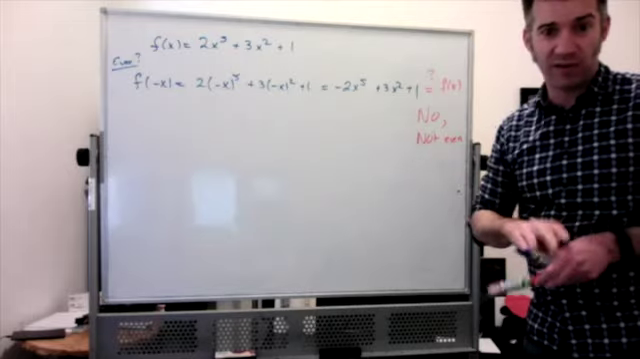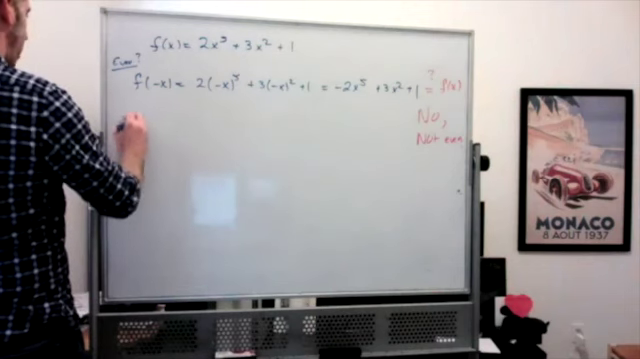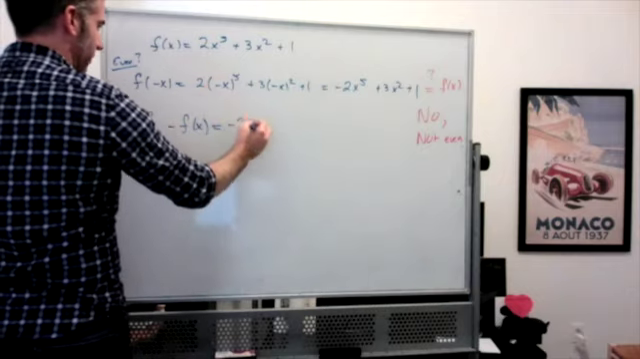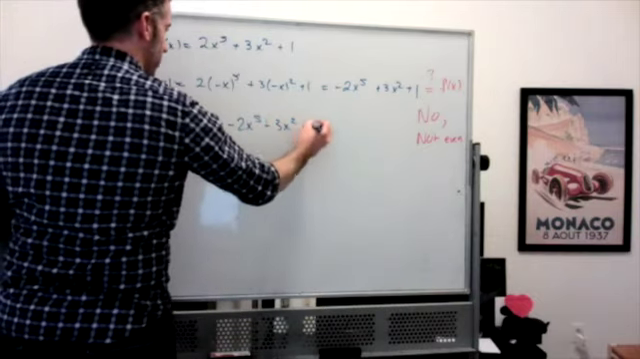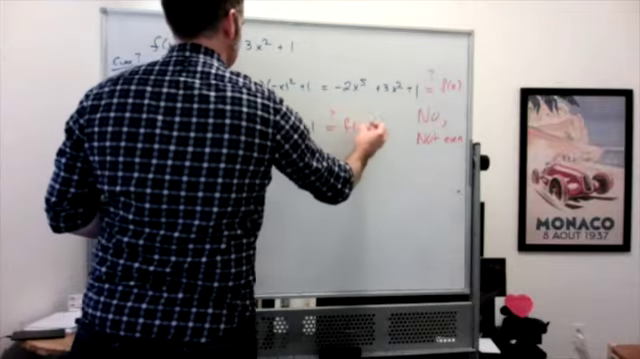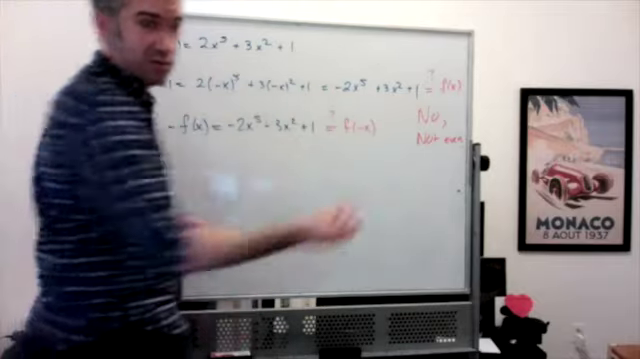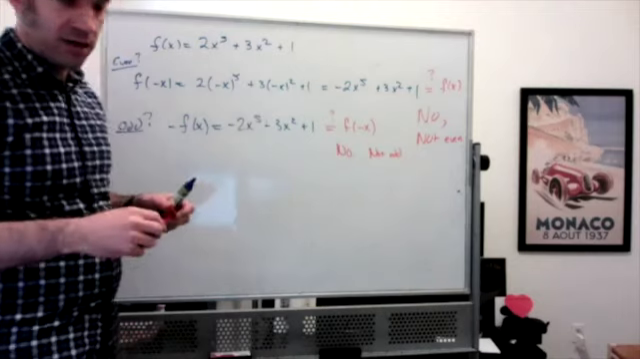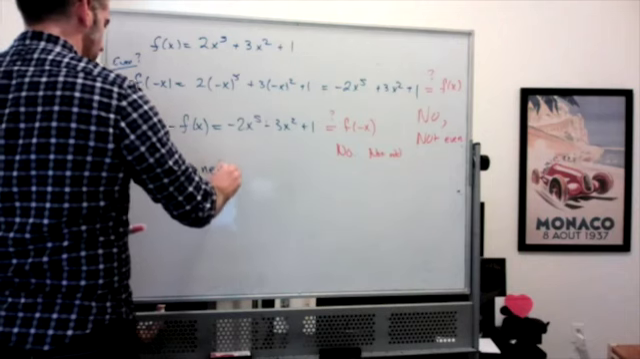This is why I like to do the odd part the way I like to do it, because then at this point, if I'm gonna check for odd, I could look at negative f of x. Negative f of x is negative 2x to the fifth minus 3x squared, because I'm just making everything the opposite sign, minus 1. Is that equal to f of negative x? Is this the same as this? No. So it's not odd. So once it's not odd and not even, we get to say it's neither odd nor even. So f of x is neither.